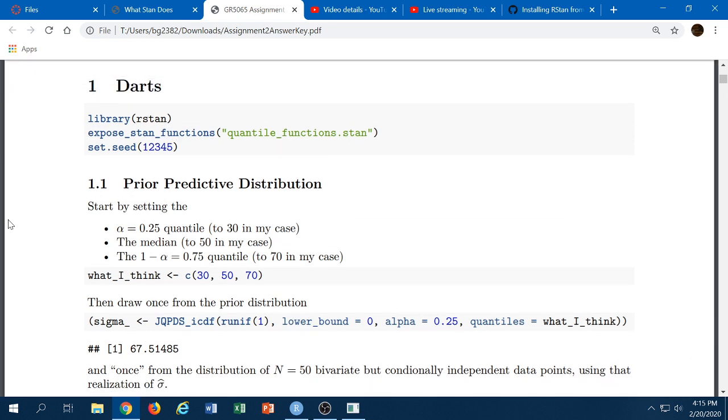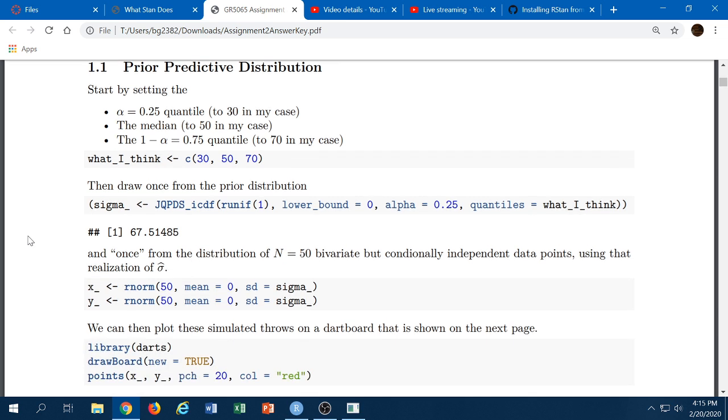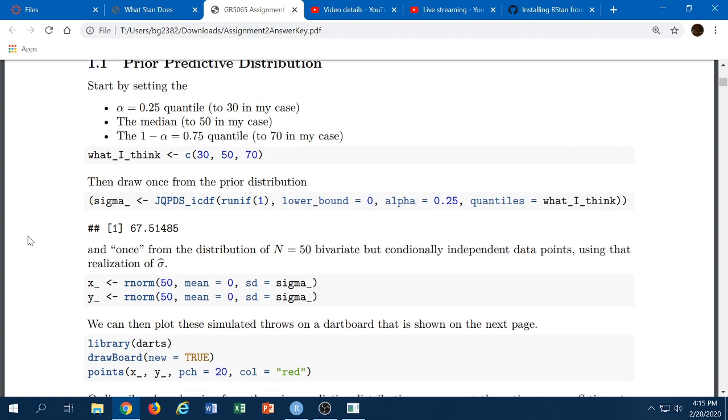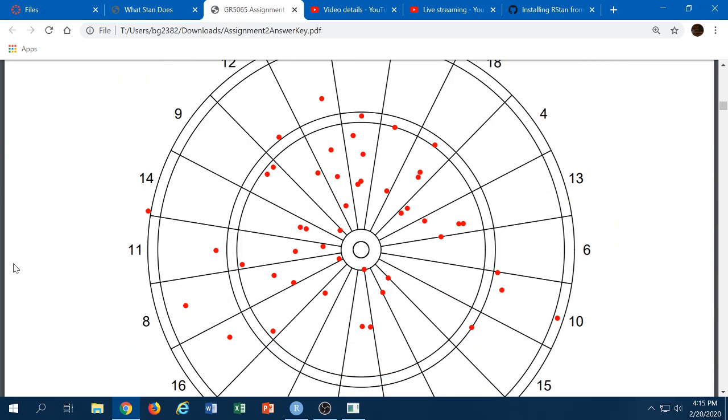First question, drawing one time from the prior predictive distribution. So draw from the distribution of the parameters, draw from the conditional distribution of the data you anticipate seeing, which in this case is independent normal distributions, conditional on that realization of sigma. And then you can plot them, which is what I did on the next page here.